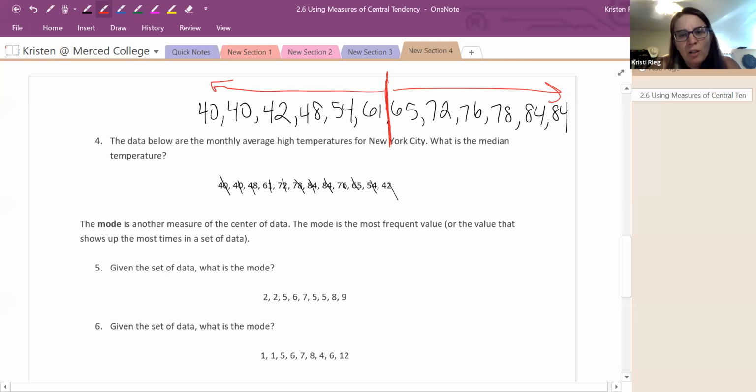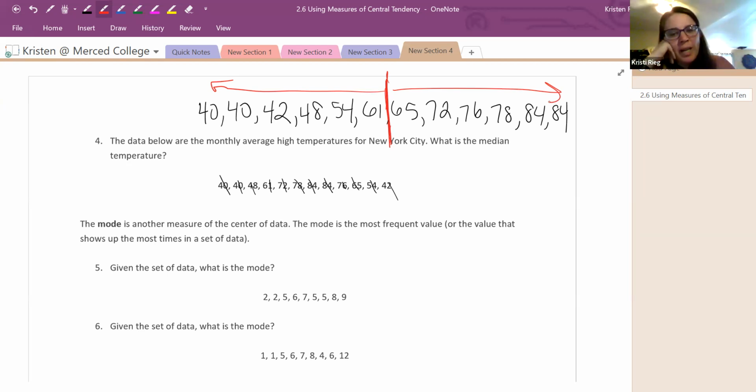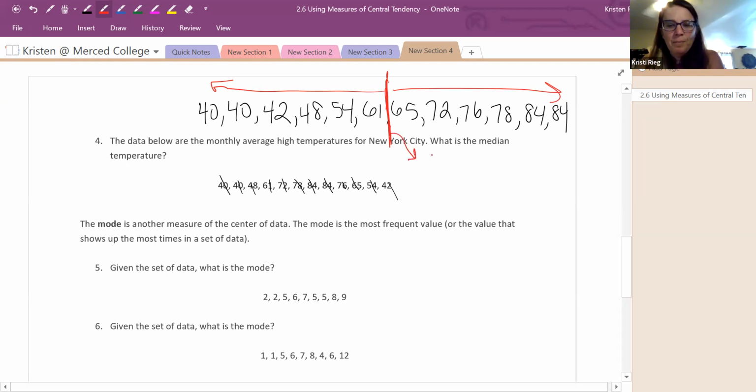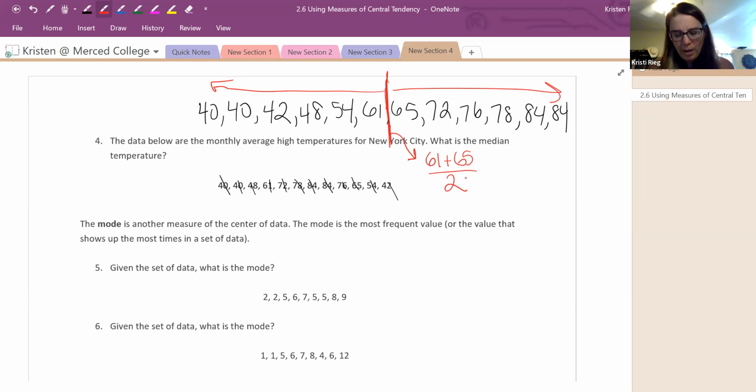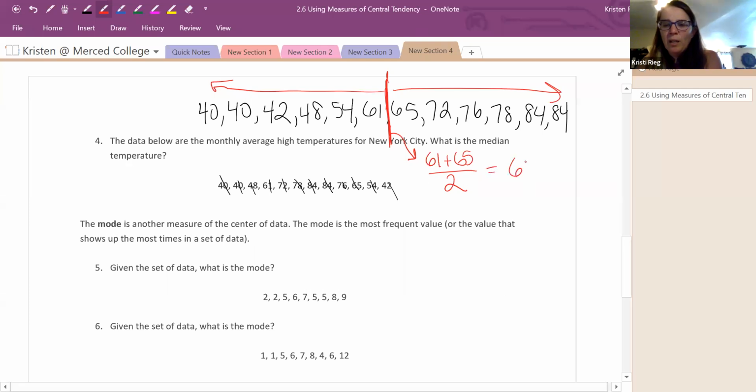And so our answer, did you notice I drew the line in between the 61 and the 65? That's because I have half over here and half over here. So our answer is halfway between 61 and 65. So that is just the mean. So I do 61 plus 65 and divide it by 2. The midpoint formula is the same as the mean for 2 numbers. So if I add them up and I divide by 2, you might have guessed this already, 63 is halfway in between.